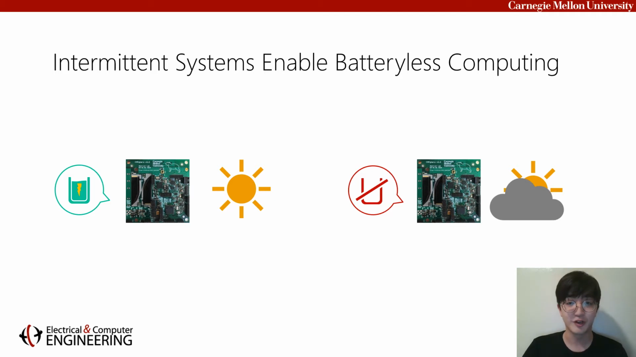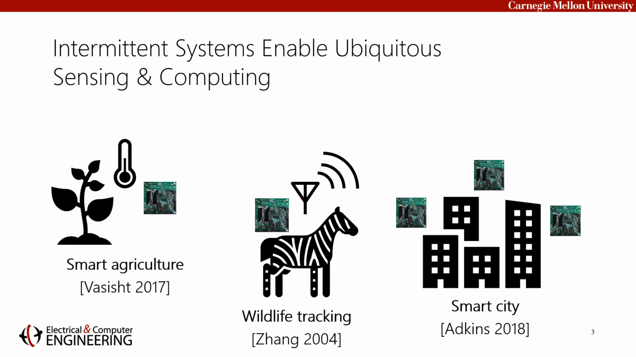Intermittent systems refer to devices that run without a tethered power or a battery. Instead, these devices run with the energy harvested from their surrounding environment, such as RF, solar, motion, or heat. Because these systems do not require a battery to operate, they have a lot of potential in fields where periodic battery replacement is infeasible, such as smart agriculture, wildlife tracking, or smart cities.